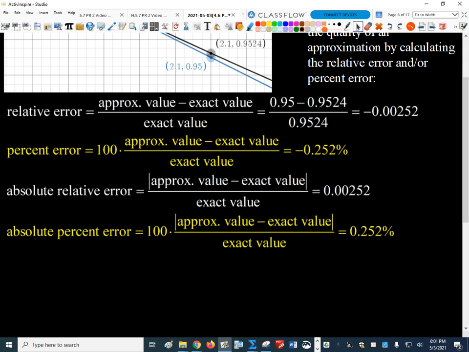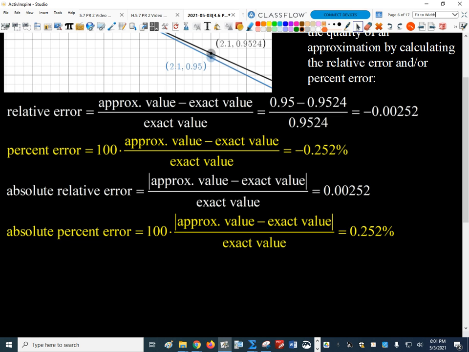Now, if we want to talk about an absolute relative error or an absolute percent error, then we're just going to ignore the sign and take the absolute value of that difference. It's kind of nice to know that our relative error and percent error were negative, because that's telling us that we undershot, didn't we? The fact that it was negative means that the output of the linearization was less than the actual value. So we underestimated with our linear approximation.